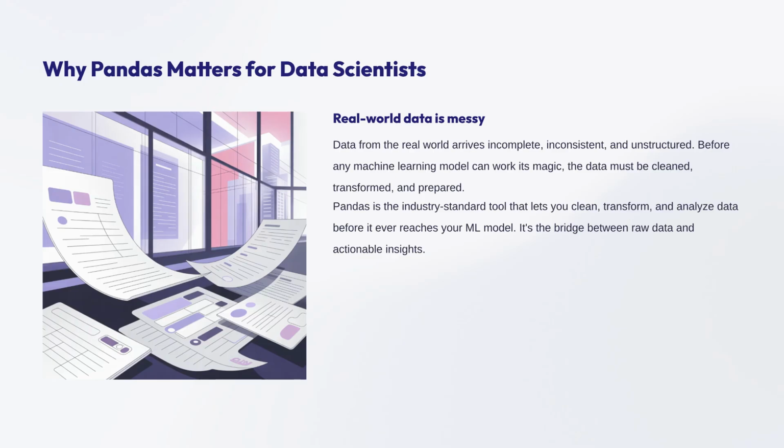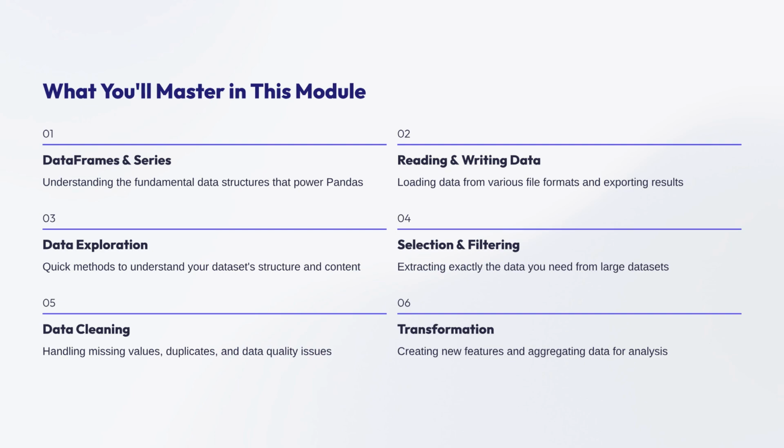Pandas is critical because real-world data is inherently messy, incomplete, inconsistent, and unstructured. As the industry standard tool, Pandas acts as the bridge between raw data and actionable insights, letting you clean and transform data before any machine learning model is applied. In this module, we will cover 6 key areas: DataFrames and Series, reading and writing data, data exploration, selection and filtering, data cleaning, and transformation. These steps form the core of effective data preparation.